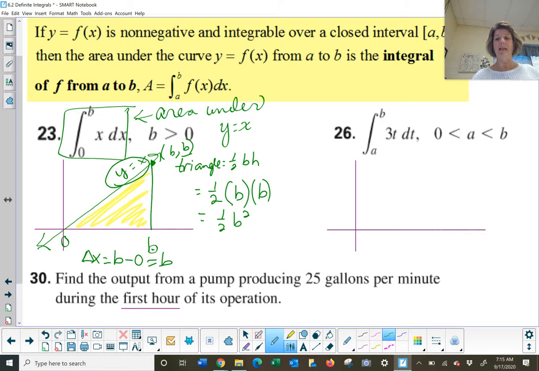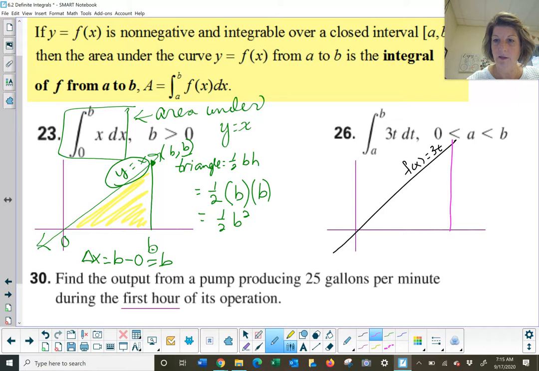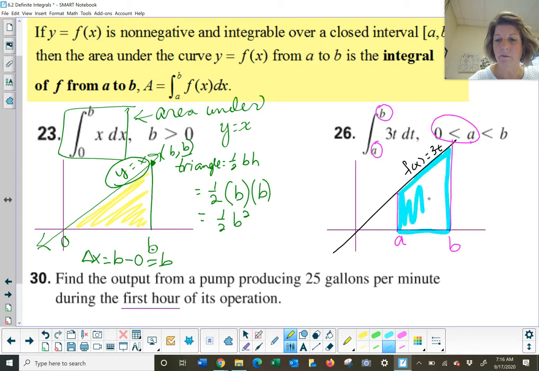What about problem 26? Why don't you hit pause, see if you can do it yourself. All right. I would sketch this line. We got f of x equals 3t. It gets cut off at the right when I hit b. It doesn't start till a, and it tells me that a is larger than 0, so I know I'm to the right. The region that I want to calculate is all this region. And to me, that looks like a trapezoid. So I'm going to calculate it like it's a trapezoid.